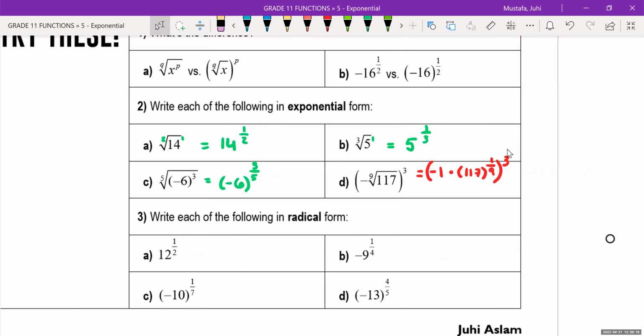So all I've done is I've recognized that the negative is actually a coefficient. -1 is not a part of the base. So I kept the -1 separate times. I changed this number over here into exponential form. And I just assume there's a little 1 here. So it's 117 to the power of 1 over 9. Now I'm going to take this 3 and distribute it and apply it to both of these terms. So really what it's going to become is -1 to the power of 3 times 117 to the power of 3 over 9.